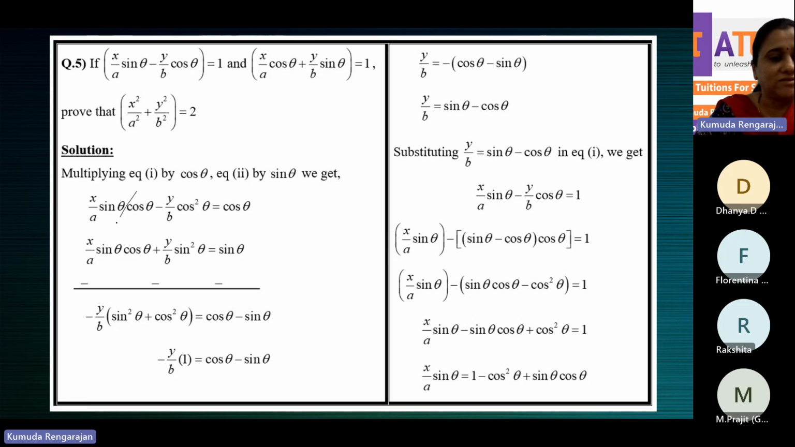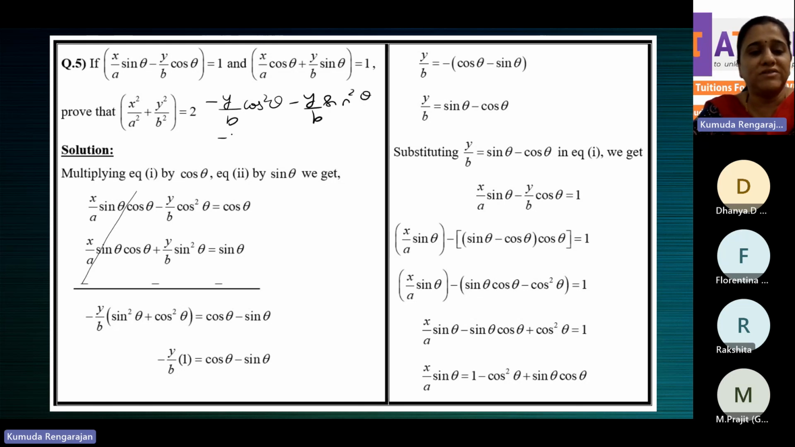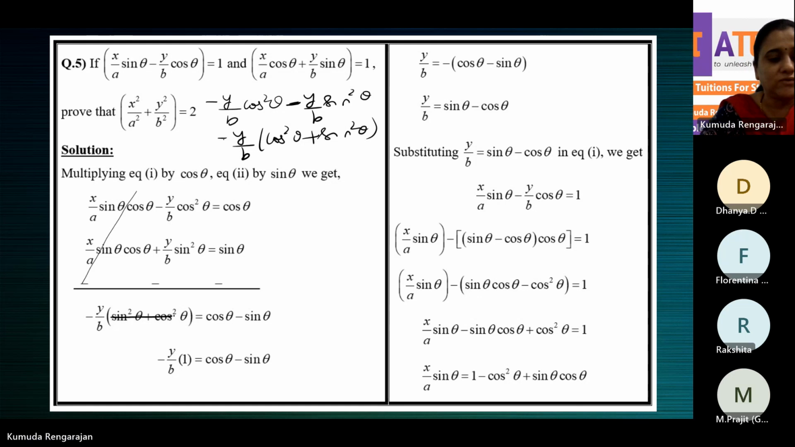So this one gets cancelled, right? So how to simplify these two terms? Let me write it here. See here: minus y by b cos square theta minus y by b sine square theta. So minus y by b is common. In the bracket, cos square theta, minus into plus is minus, and y by b outside, so sine square theta here. So it's nothing but minus y by b times cos square theta plus sine square theta. Correct? Okay.